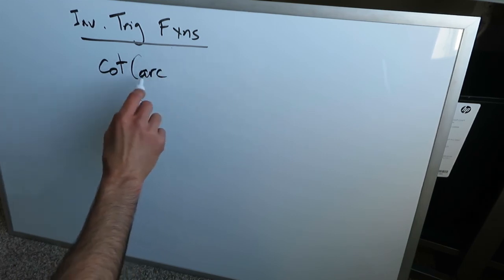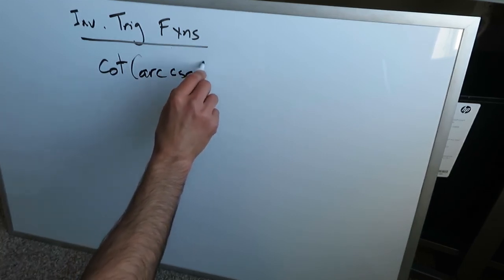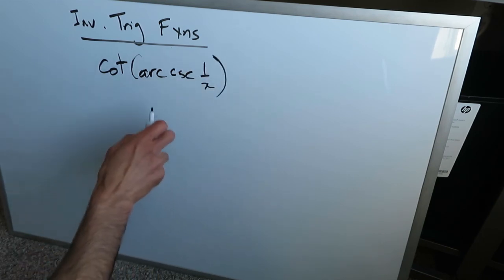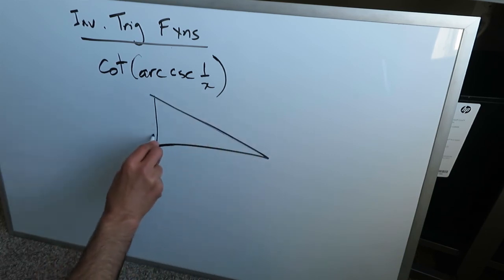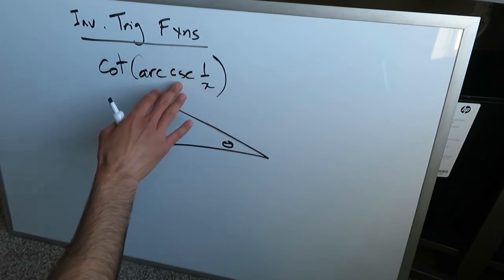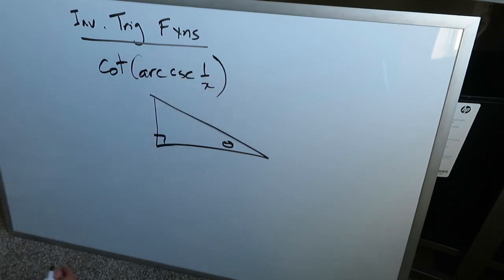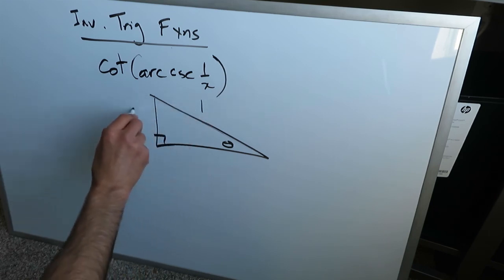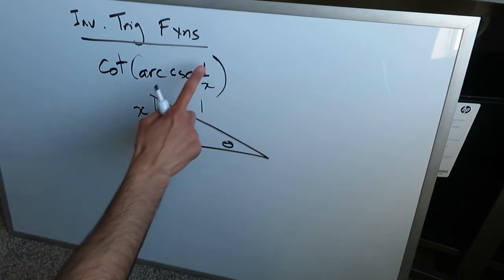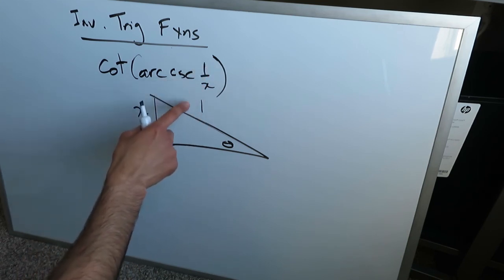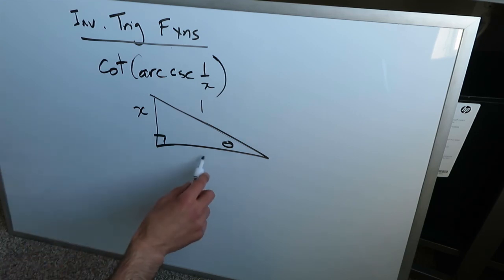Let's make this interesting. Cotangent of arc cosecant 1 over x. Look over here always, and use this to map out your triangle. I map out a 90-degree triangle and put a theta. Look at the definition of the function you have here. You have an inverse, but you can use it to map out your triangle. We're talking about 1 over x, and we know the definition of cosecant is hypotenuse over opposite. Here's my hypotenuse and here's my opposite. Sine would have been x over 1, but cosecant is 1 over x. Fill out this missing side.